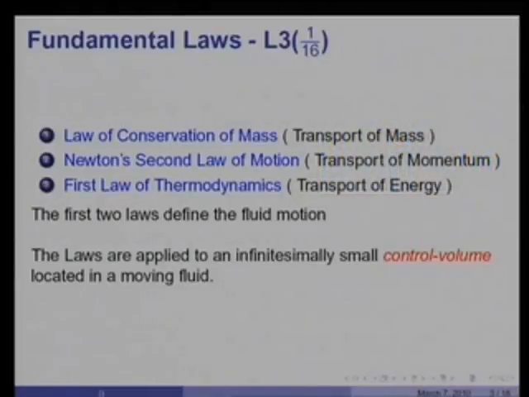So, what are the fundamental laws? The first is the law of conservation of mass, which is responsible for transport of mass. Newton's second law of motion, force is equal to mass into acceleration, is essentially responsible for transport of momentum. And the first law of thermodynamics is really responsible for transport of energy. The first two laws, namely the law of conservation of mass and Newton's second law of motion, define fluid motion completely, and the third one defines the transport of energy.